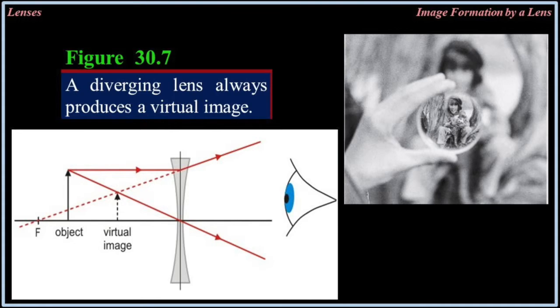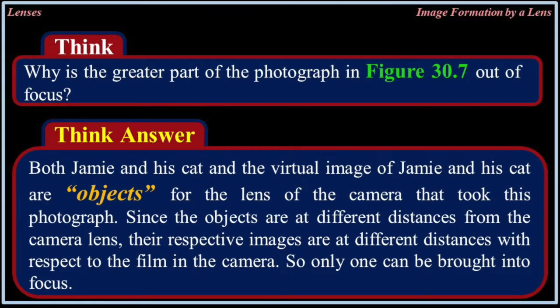Both Jamie and his cat and the virtual image of Jamie and his cat are objects for the lens of the camera that took this photograph. Since the objects are at different distances from the camera lens, the respective images are at different distances with respect to the film in the camera. So only one can be brought into focus.